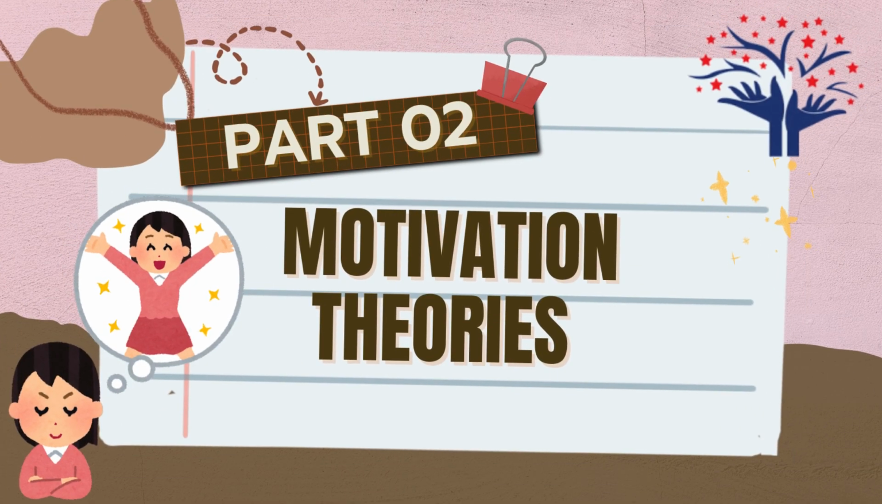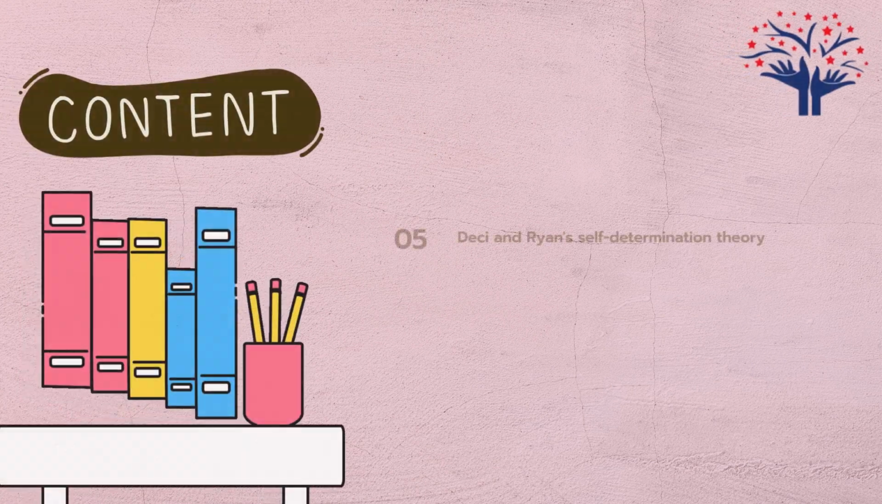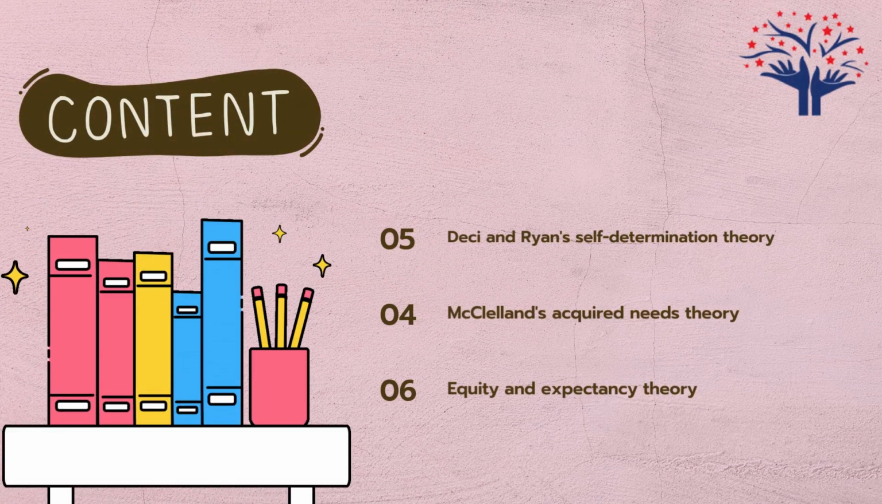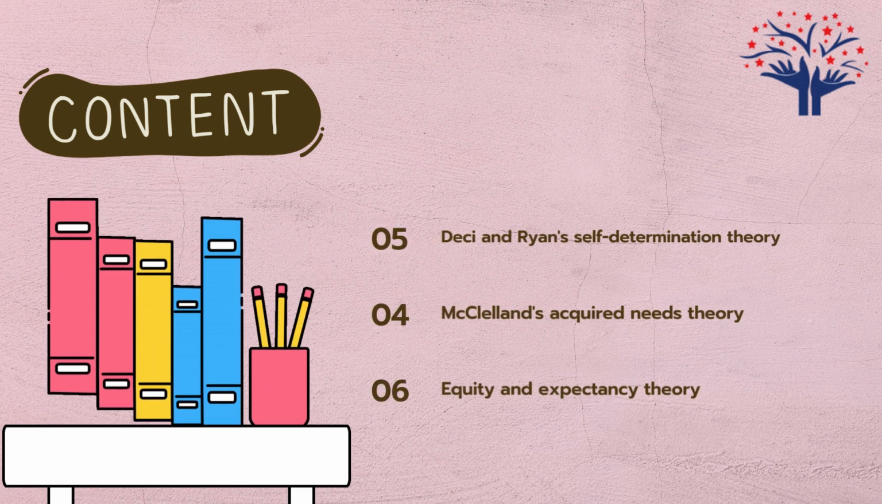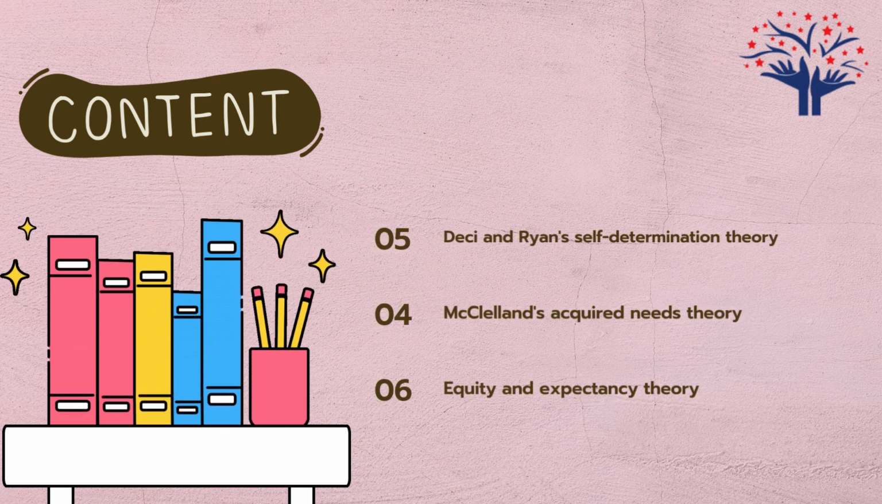Welcome to part 2 of our series on motivational theories. In this video, we'll explore advanced concepts that drive workplace motivation and productivity. We'll explore Deci and Ryan's self-determination theory, McClelland's acquired needs theory, and the equity theory. Let's get started.